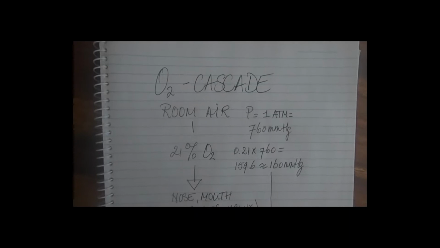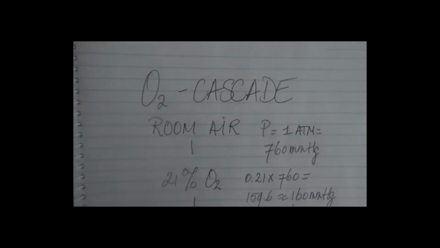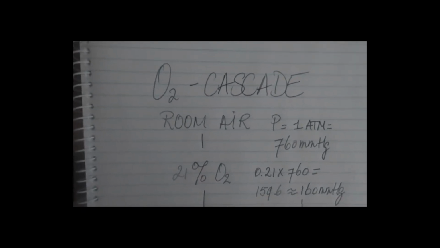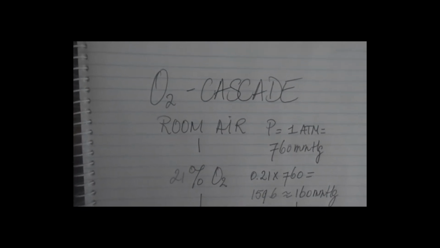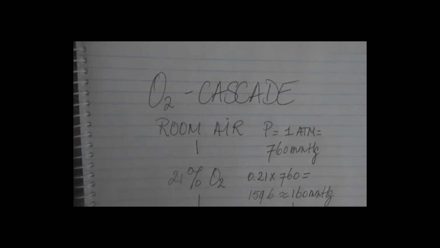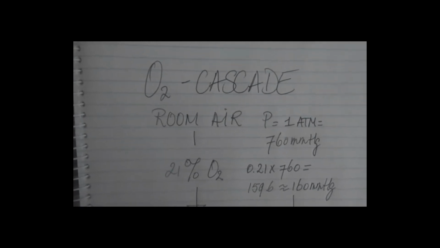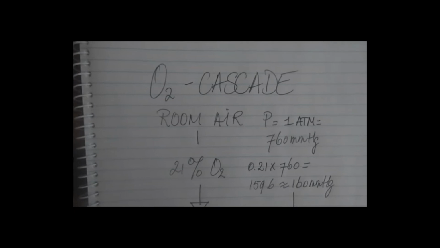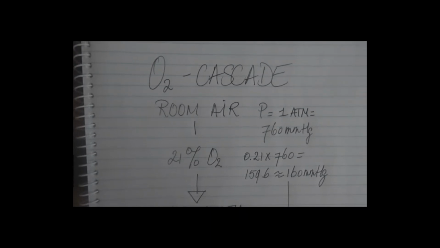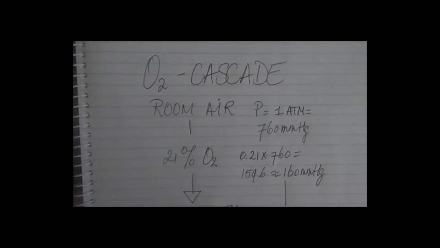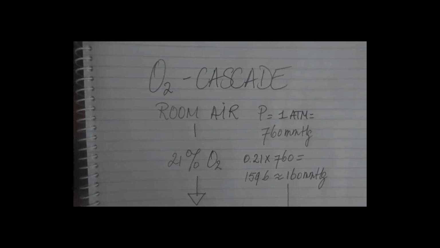Okay, just a short talk about the oxygen cascade. So what does that relate to? Well, the oxygen cascade relates to the drop of the oxygen pressure as we go from room air step by step eventually to the mitochondrion inside our cells. And mitochondrion, if you remember, is an organelle. It's a little internal organ inside the cell, and its main function is to produce energy, and it does that hopefully aerobically, and it burns glucose with oxygen.